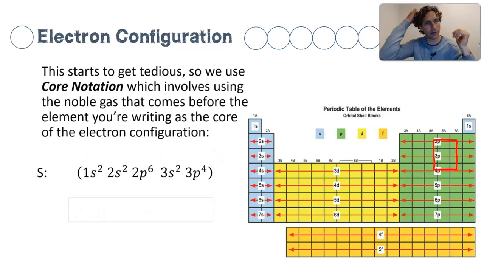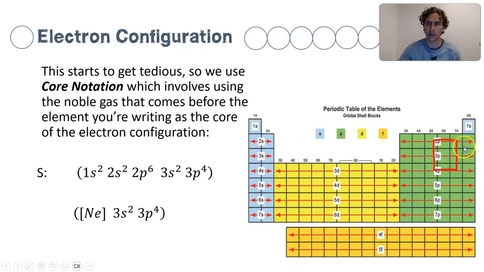Okay, so if we think of sulfur, we can backtrack to the previous noble gas. That would be this one. Okay, and then from here, just do the rest. So that noble gas here is neon. So we just write neon. And then from neon, we get 3s2 and 3p4. Okay, so we just kind of started here. Instead of writing 1s2, 2s2, 2p6, that is the electron configuration for neon, let's just write neon in square brackets and then go from there.